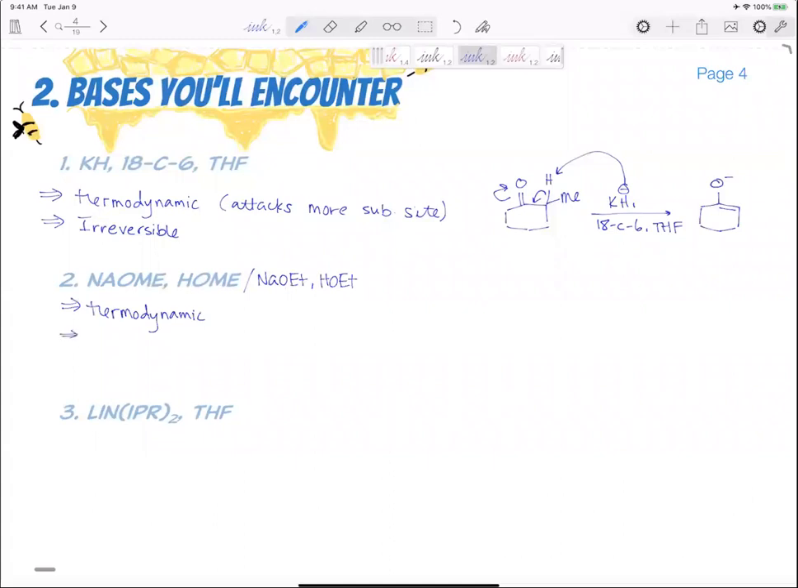Okay, but this base is reversible, which means when you draw an arrow-pushing mechanism, it's also going to attack the more substituted site right here. So the amine is going to come in to give me my enolate here. But don't forget, this is a reversible reaction, so you have to put two arrows.